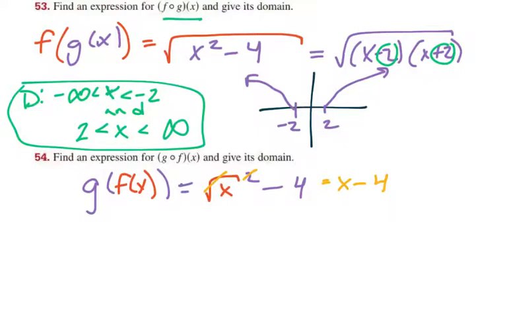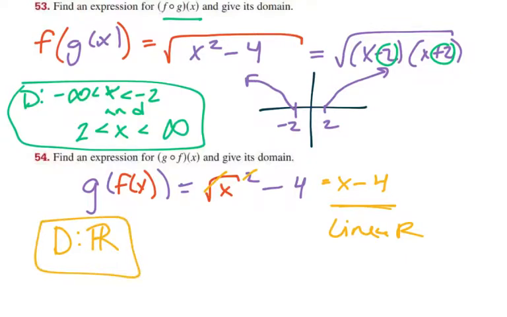And since this is a linear equation, that means that our domain is all real numbers. So a line is not going to do anything fancy.